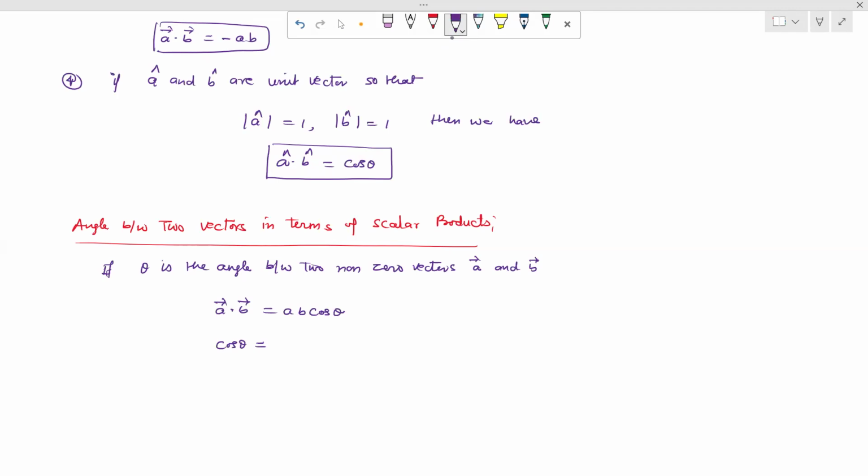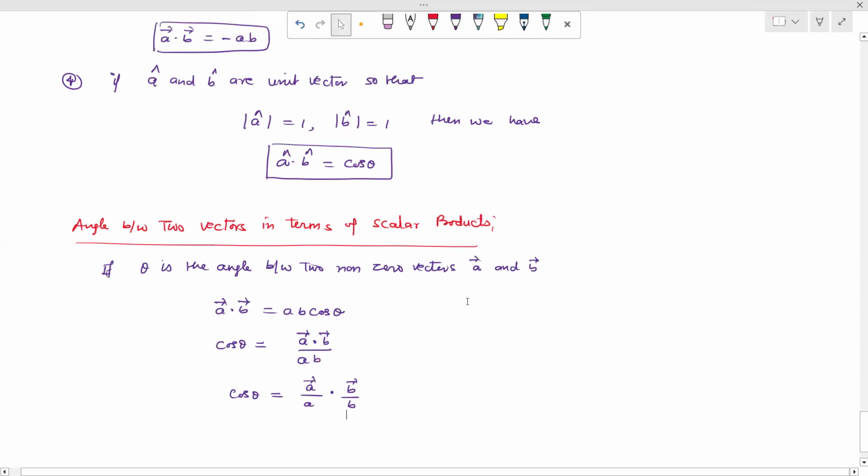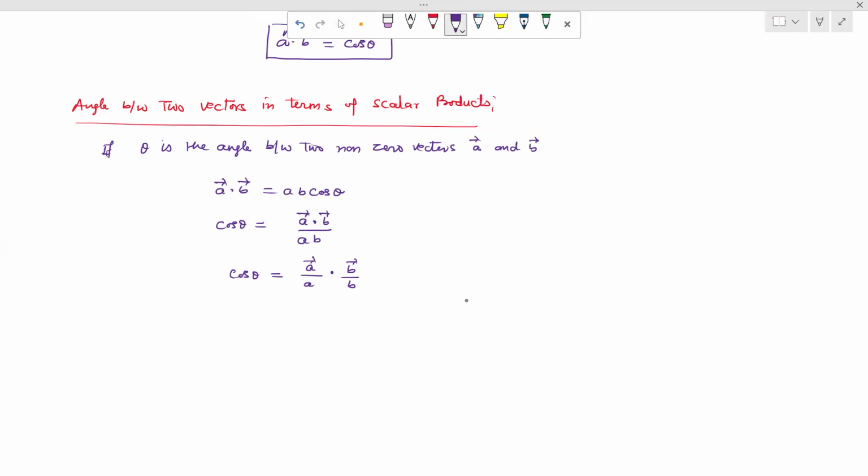Cos theta we can write as vector A dot vector B upon AB, and how can we write this? Cos theta equal to vector A upon A dot vector B upon B, and vector A upon A, what will it be? That is A cap, means unit vector. So you can write cos theta is equal to A cap dot B cap. So how will we calculate theta? Theta will be cos inverse A cap dot B cap.